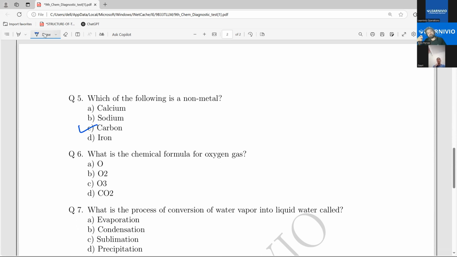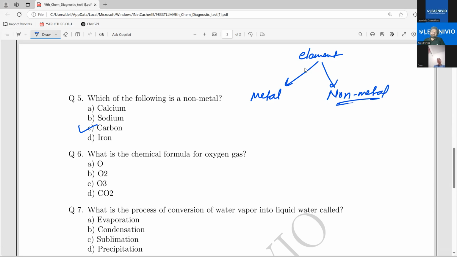Why do you say carbon? What are metals and non-metals? Can you answer that? Metals are like a basic form of matter which can't be broken down further. Those are elements. Elements we have divided into two parts: one is metals, the other is non-metals.